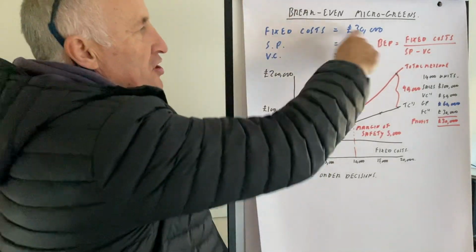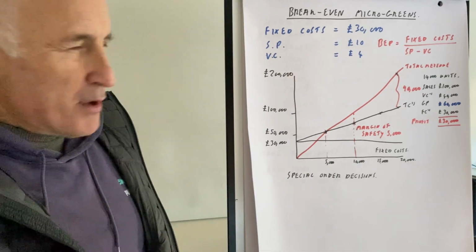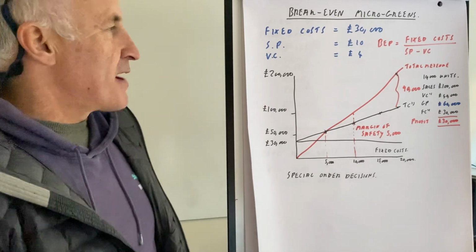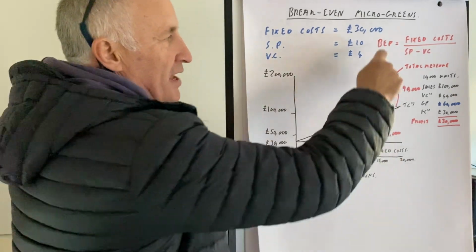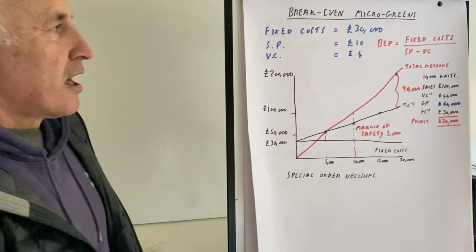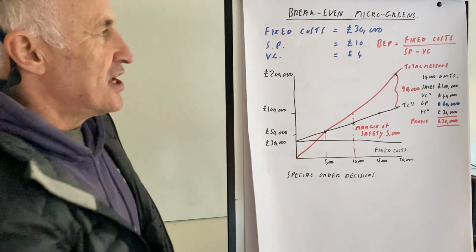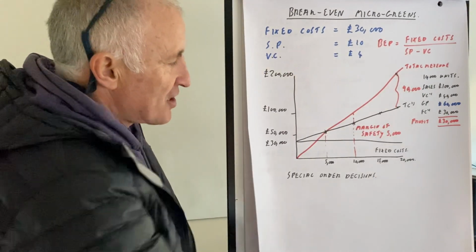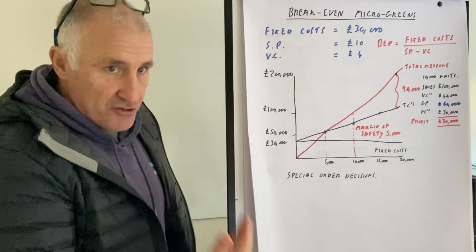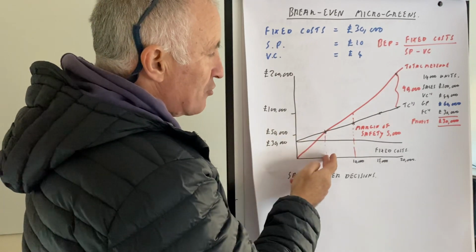Fixed cost £30,000, selling price £10, variable cost £4. Remember, we did this in terms of the microgreens. We decided that it cost about £30,000 a year to run that particular business. We then do the break-even point: fixed costs divided by selling price minus variable costs. 30,000 divided by £6 happens to equal 5,000 units. So 5,000 units is your break-even point. If we did draw a break-even chart, that would be where your total revenue is equal to your total costs.